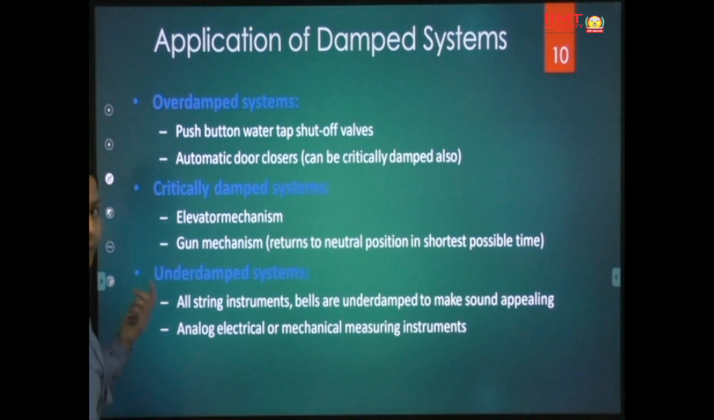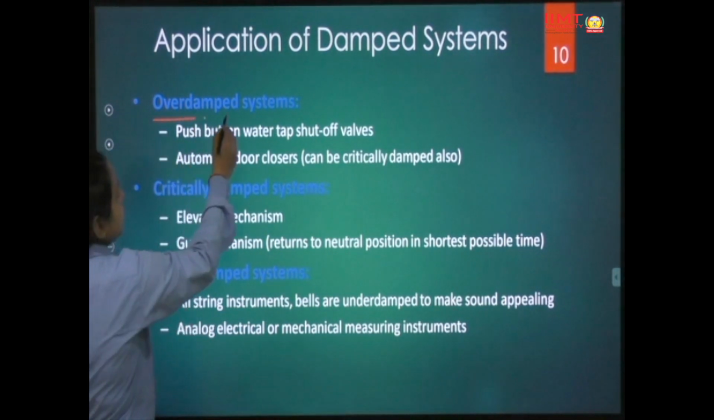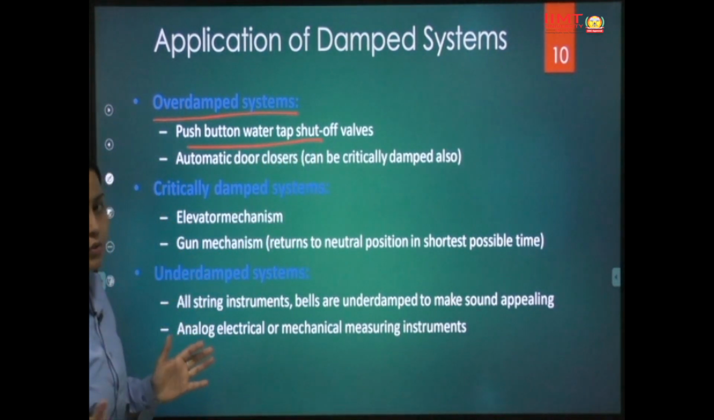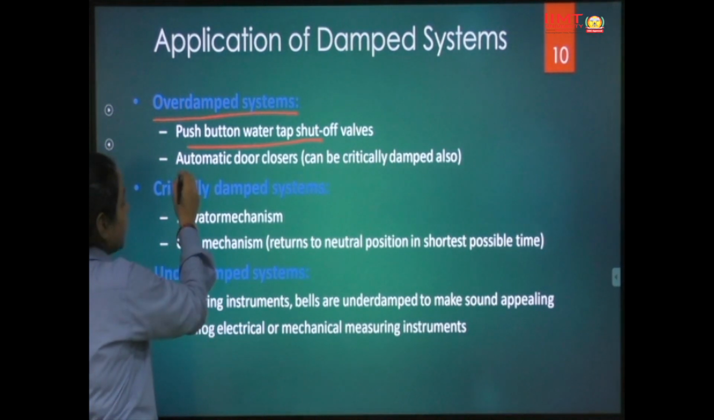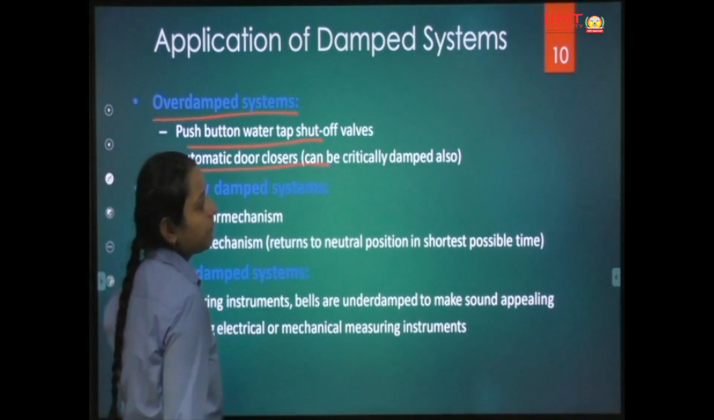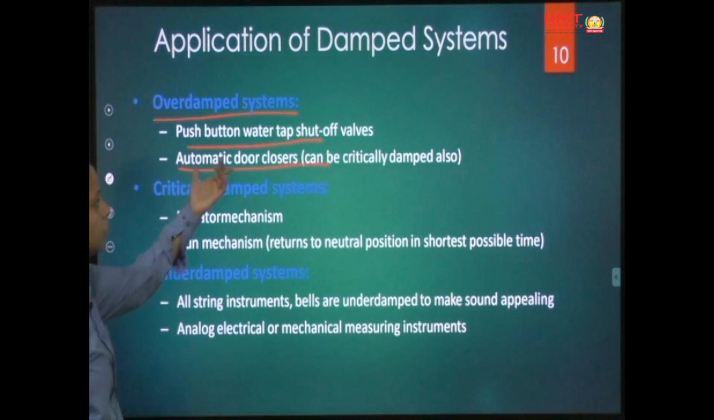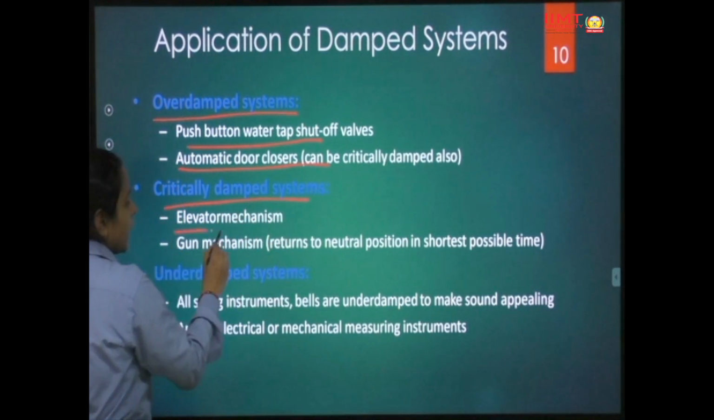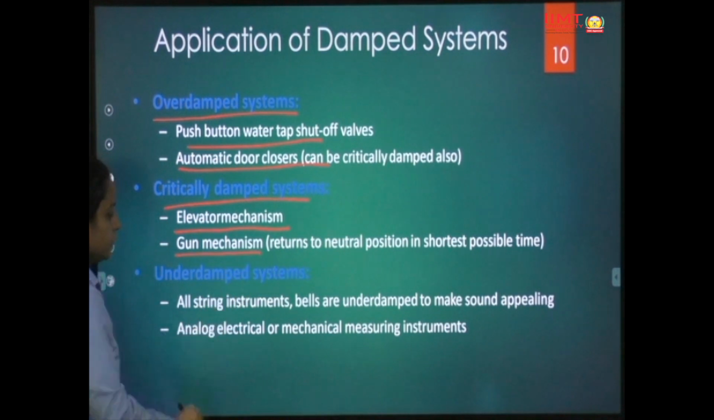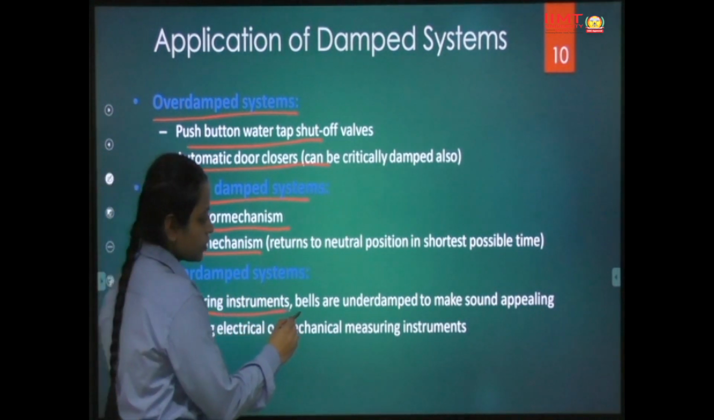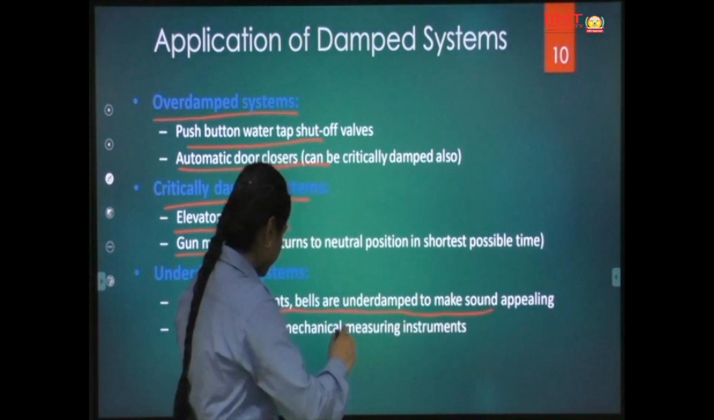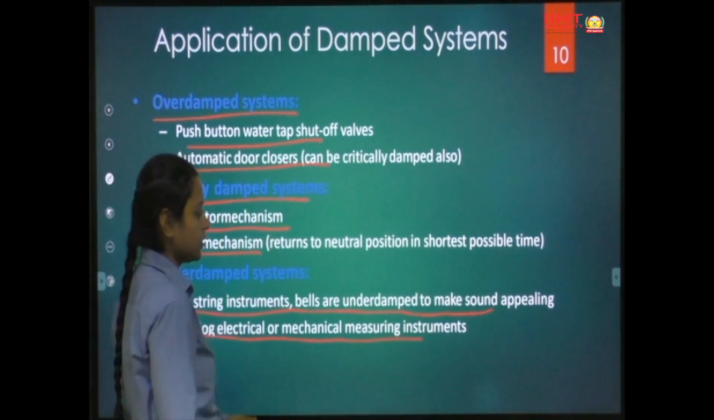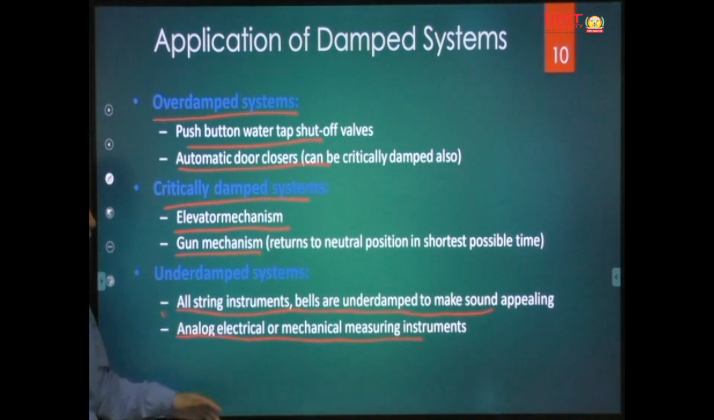So what are the applications of damped systems? Over damped systems are used in push button water tap shut off valves, where water suddenly reaches the highest value. An automatic door closer can be over damped and critically damped also. Critically damped systems are used in elevator mechanisms and gun mechanisms. Underdamped systems are used in string insulators. Bells are underdamped to make the sound appealing. Analog electrical or mechanical measuring instruments, these underdamped systems can be used in these applications.